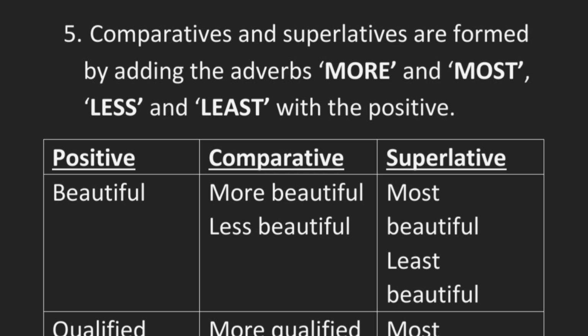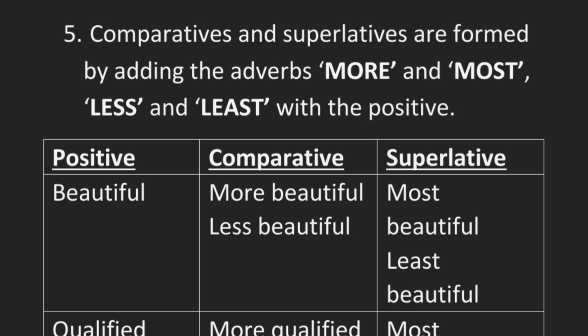Now the fifth type is comparatives and superlatives formed by adding the adverbs more and most, less and least with the positive. It means to the words we need to add more, most, less, least for making them comparative and superlative, right? These words cannot be changed by ER and EST, right? So you can see the examples for the same.